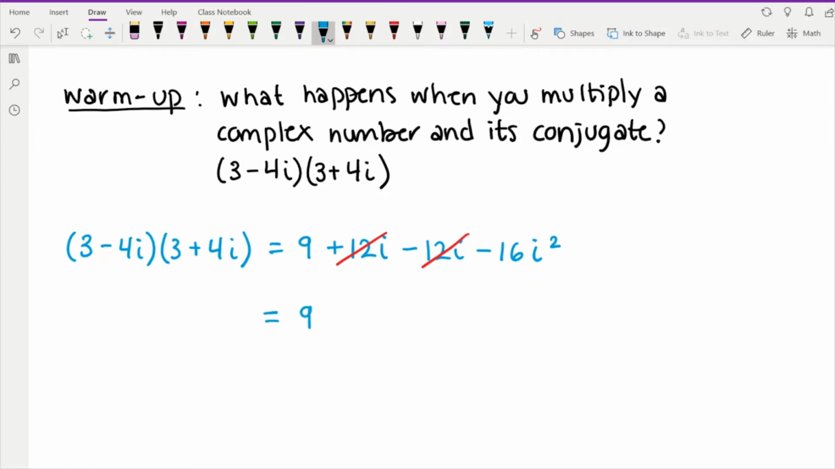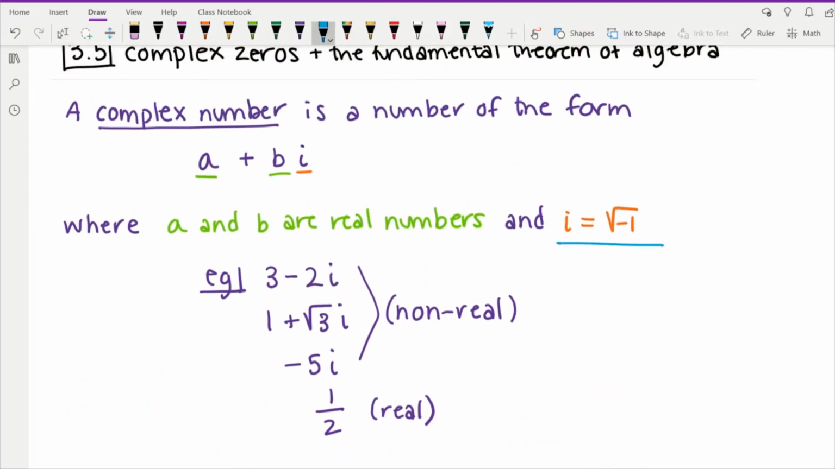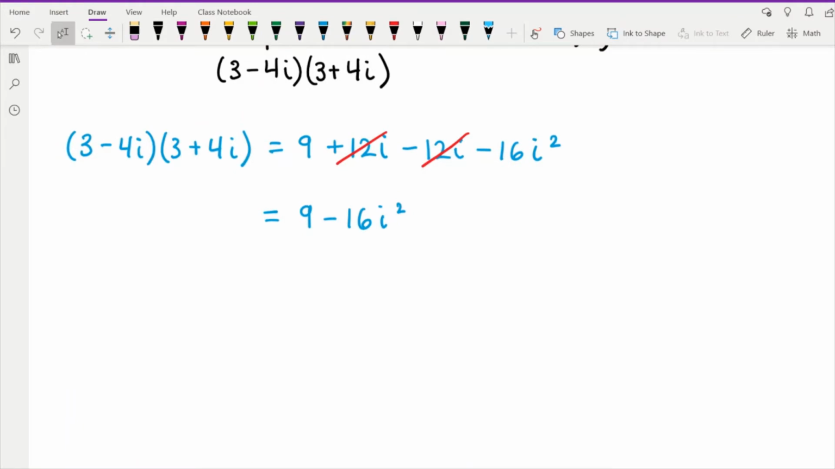Okay, so we're left with 9 minus 16i squared. But we can actually simplify this a little bit more. So let's go back to the definition of i, right? i is supposed to be equal to the square root of -1. So what does that tell us about i squared? If i is equal to the square root of -1, then i squared is equal to -1, right? And so when we go down here to simplify, instead of writing i squared, we can replace i squared with -1. So we have 9 minus 16 times -1.